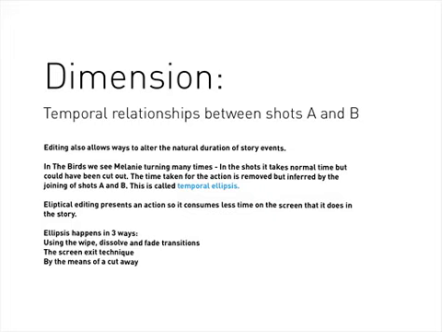Temporal relationships. So that's things being out of phase or out of sequence or being accentuated the wrong sort of way. Editing allows us to alter the natural duration of story events. And that's obvious, isn't it? Because a 90-minute film usually doesn't cover 90 minutes of reality.